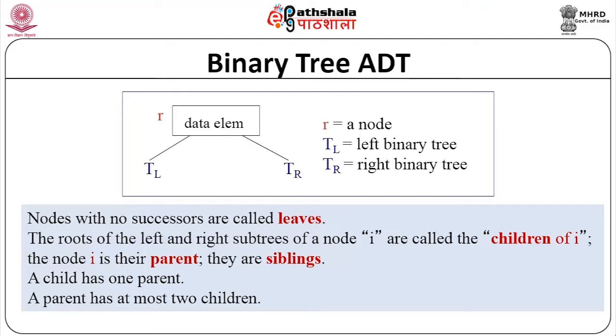So, again just to look at children, a node with no children is a leaf. The left and right subtrees of node I are called the children, and the left and right subtrees themselves are called siblings, and I is the parent. A child can have only one parent, and a parent can have at most 2 children. So, that is the abstract data structure definition of the binary tree.